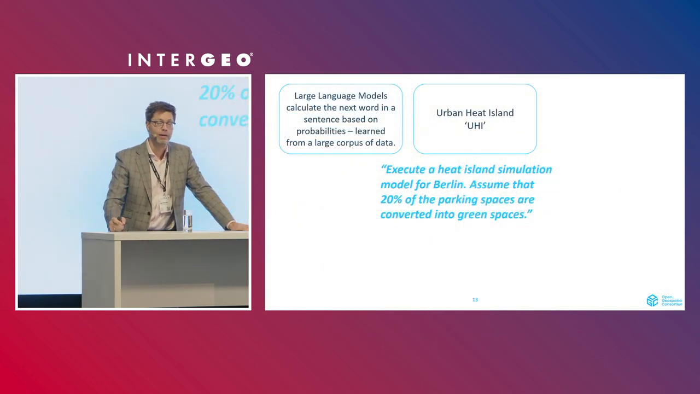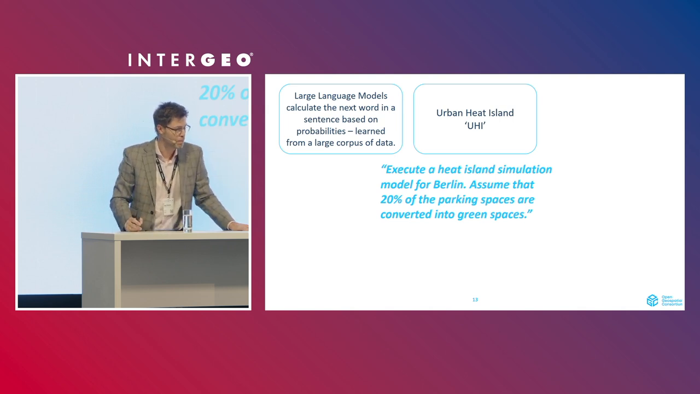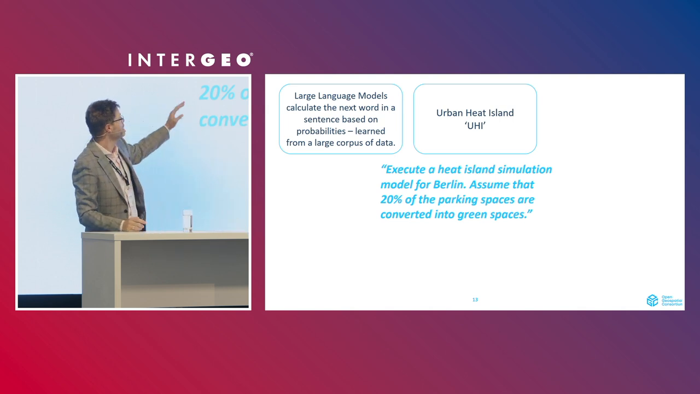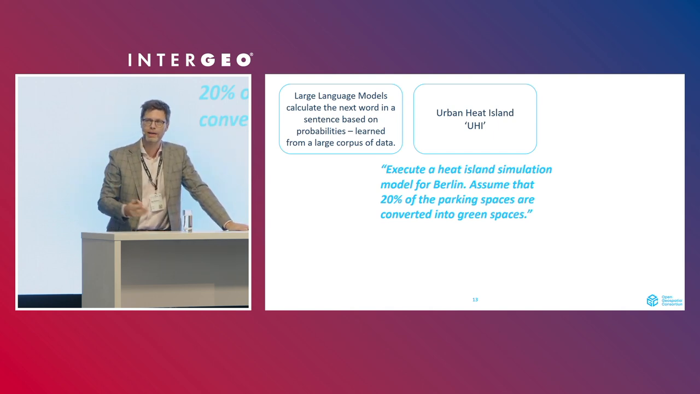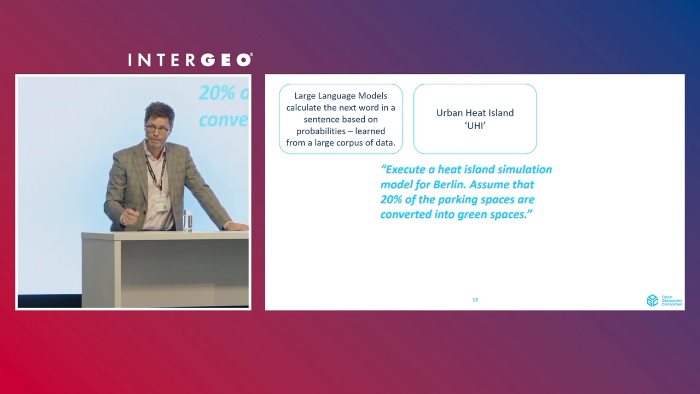What is the effect if we do convert parking space into green areas? But at least a couple of elements it gets right. It can understand that urban heat islands have different acronyms and are described in different languages with different wording and so on. That all works.